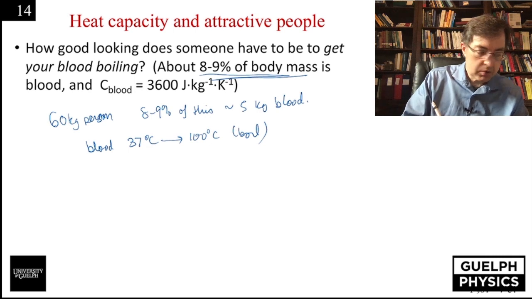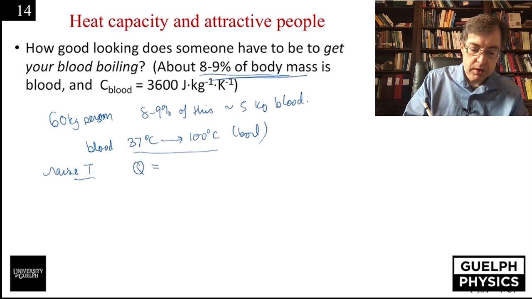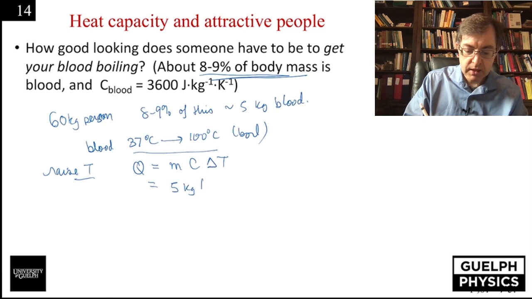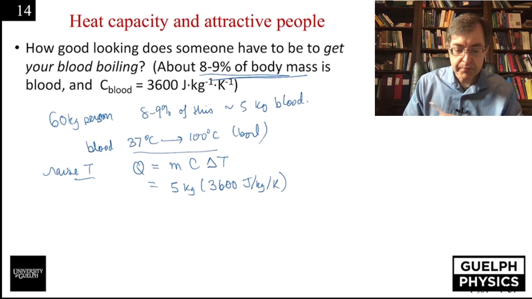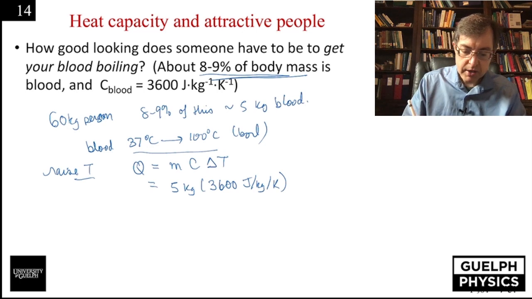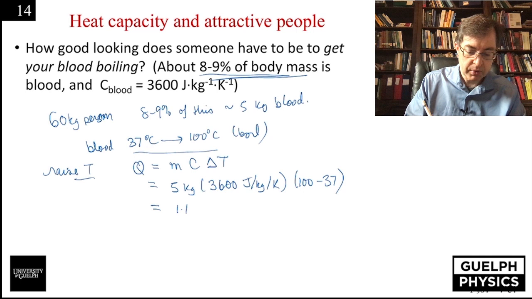The heat that you require to raise the temperature to the boiling point is given by M times C times delta T. Here M is 5 kilograms. C is the heat capacity of blood, which is 3,600 joules per kilogram per Kelvin, since it's a mixture of solids and water. And the temperature change here is 100 degrees centigrade minus 37 degrees centigrade. You can calculate this out, and this is 1.1 times 10 to the 6 joules.